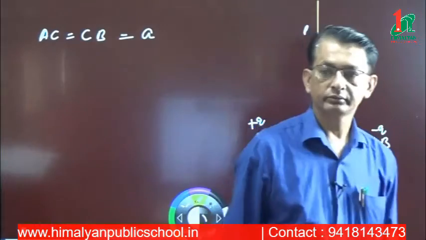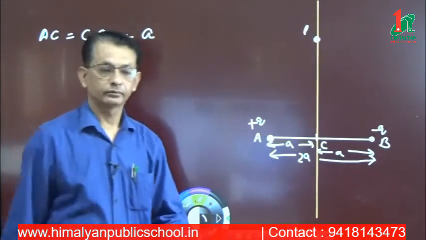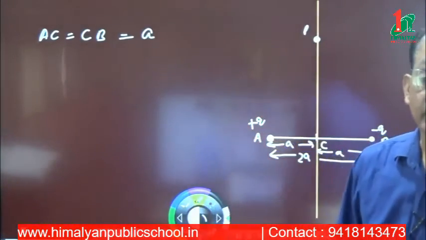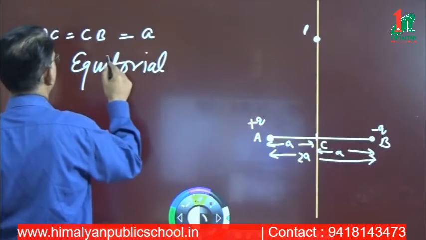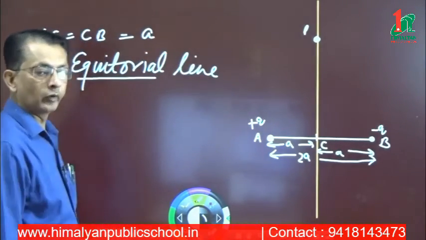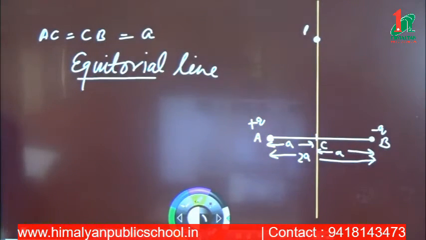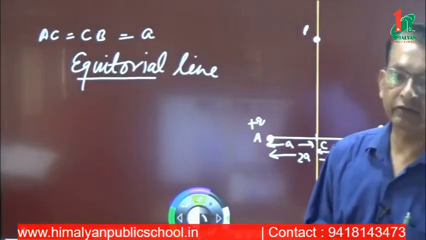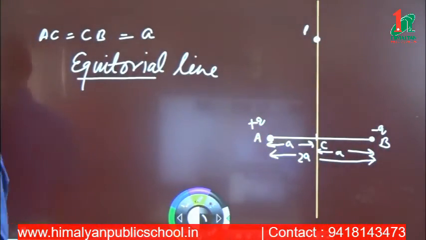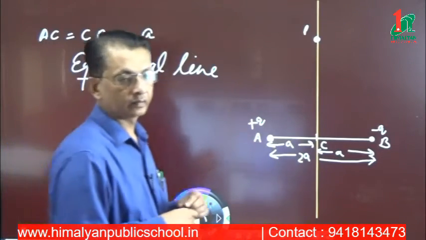Let P, capital P, be the point on the equatorial line of the dipole where we have to calculate electric field intensity.